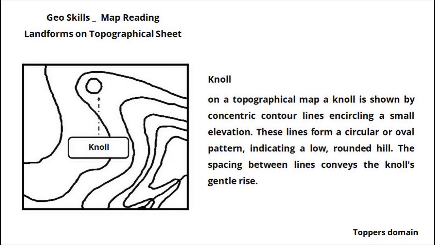Last but not least, the knoll. A knoll is shown on a topographical map by concentric contour lines encircling a small elevation. These lines form a circular or oval pattern, indicating a low, rounded hill. The spacing between lines conveys the knoll's gentle rise.